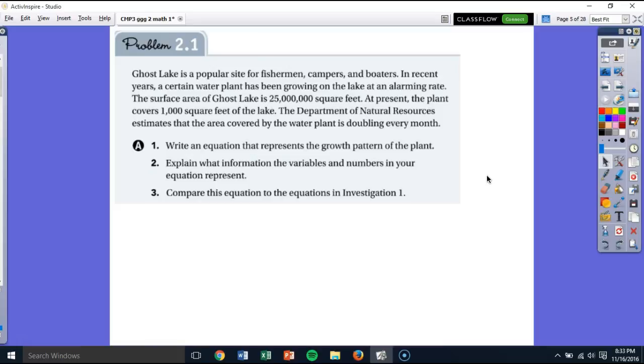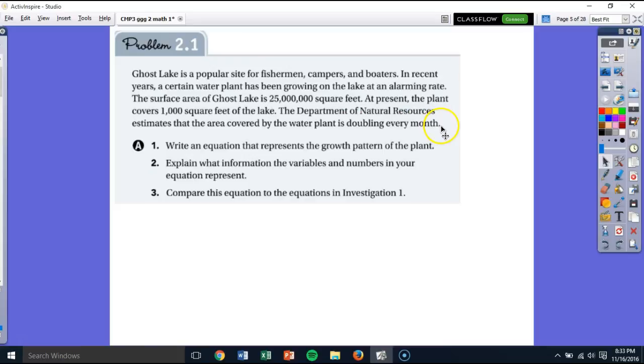2.1. It says, Ghost Lake is a popular site for fishermen, campers, and boaters. In recent years, a certain water plant has been growing on the lake at an alarming rate. The surface area of Ghost Lake is 25 million square feet. At present, the plant covers 1,000 square feet. Remember, at present, 1,000 square feet of the lake. The Department of Natural Resources estimates that the area covered by the water plant is doubling every month.